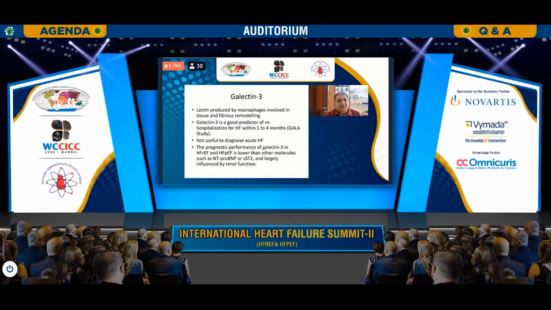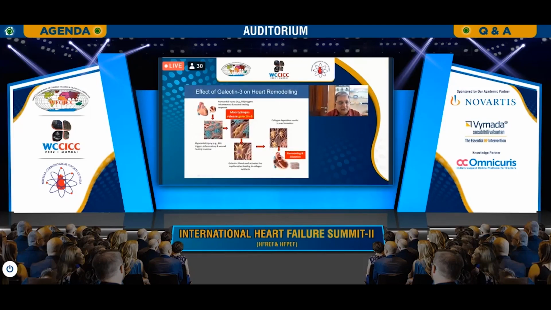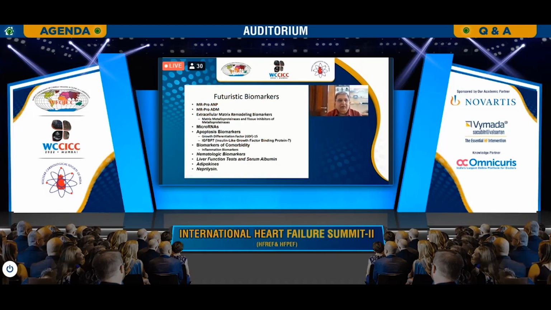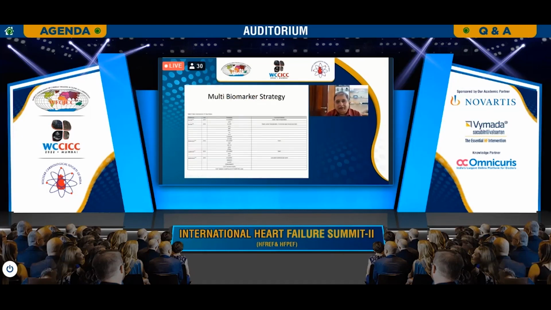Galectin-3 is another lectin which is produced by macrophages in a heart failure situation, and high levels of galectin-3 are predictive of significant progression of the disease. These are some of the futuristic biomarkers which we will not discuss because they are not available to us at the moment. And in future, a multi-marker biomarker strategy will be the order of the day.